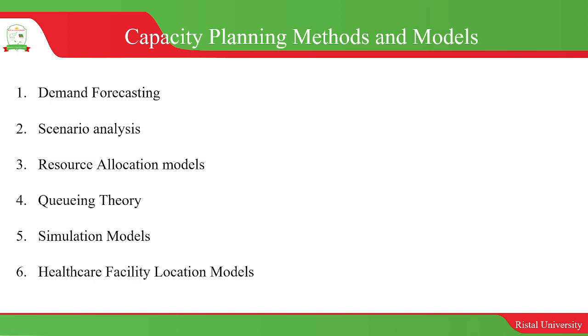Now, we shall look at them one by one, okay? The capacity planning methods and models. We have about 6 of them: demand forecasting, scenario analysis, resource allocation models, queuing theory, simulation models. We talked already about simulation models. If you can reflect back to the first lecture, where we said we use them to make sense of real life scenarios, but we use statistical computerized models to make sense of that real life scenario so that we can understand it more. Number 6 is healthcare facility allocation models.